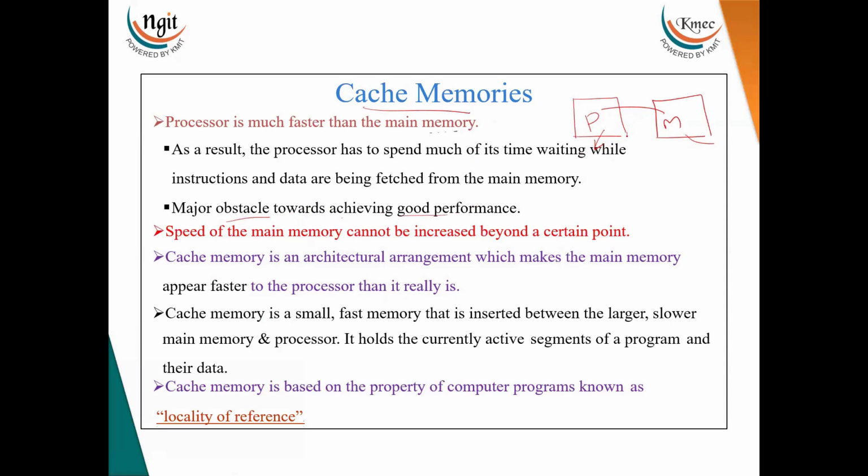Now this is the obstacle to achieving good performance. To improve the performance, we need to introduce one memory which is smaller and faster. That is the cache memory, in between the processor and main memory. Cache memory always holds the currently active segments of the program and their data. Cache memory is based on a property of computer programs known as locality of reference.